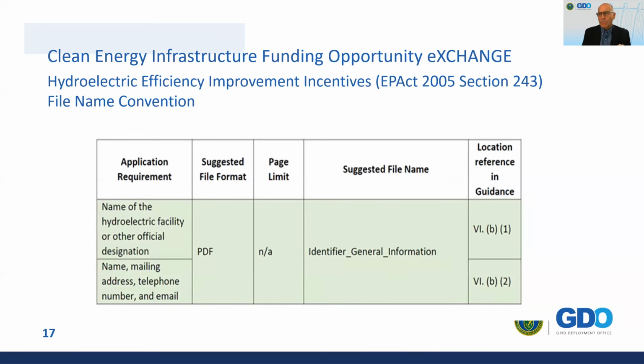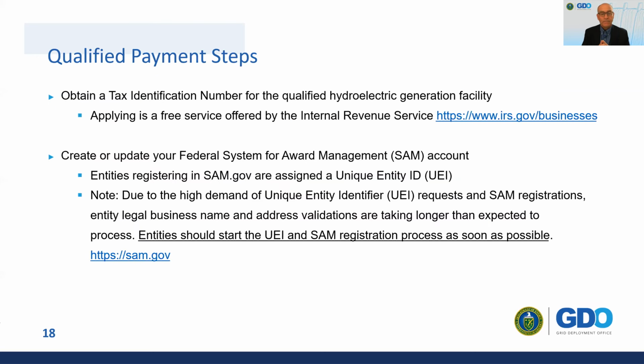Next slide. Another important part of our guidance, and this has to do with Exchange, is what we call the naming convention. This helps us organize your application, because, as you'll see from the guidance, there are a lot of extra attachments you need to provide. The guidance gives you instructions on suggested file names, so we keep them consistent across all the applications, and on what to put under different file names, so that we can easily find the attachments that are required as part of your application. Please pay attention to the naming convention, and if you have any questions, don't hesitate to reach out through our hydro incentives mailbox.